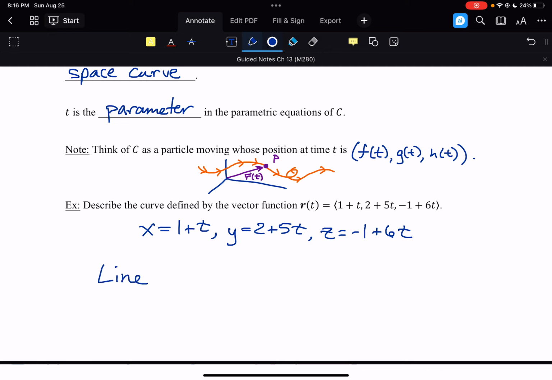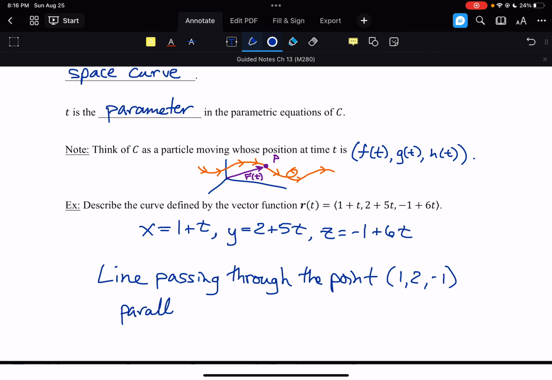And we know a couple things about the line because we know these values come from a point, right? That starting point, that initial point. And the coefficients on the t's come from the direction vector, right? Position vector, direction vector. So this is a line passing through the point (1, 2, -1), parallel to the vector <1, 5, 6>.